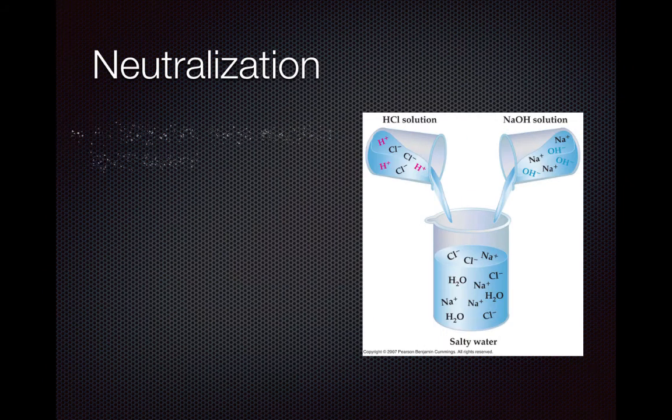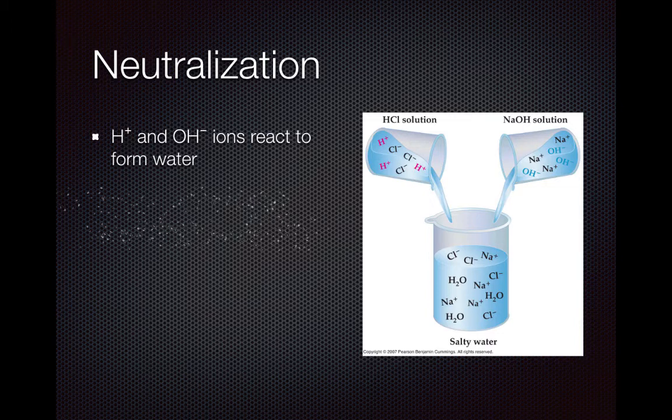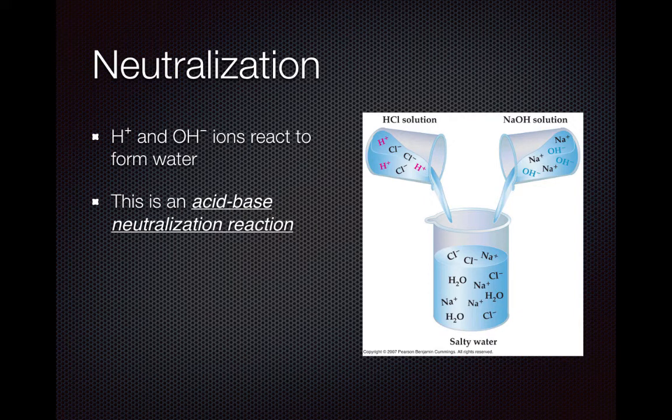Now when we're dealing with acids and bases together, one of the processes that we really look at is the process of neutralization. What happens during neutralization is that hydrogen ions and hydroxide ions react to form water with each other, and so they in essence neutralize each other. And so we call this an acid-base neutralization reaction.